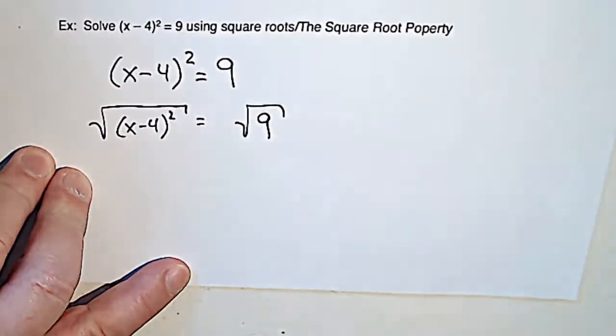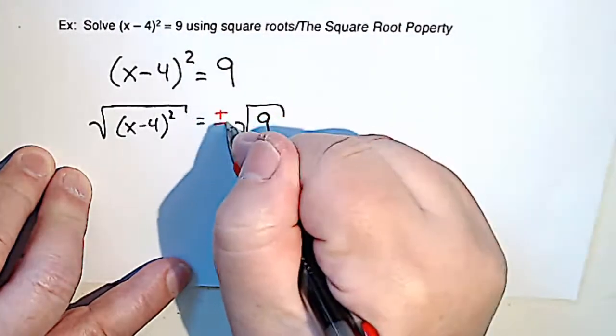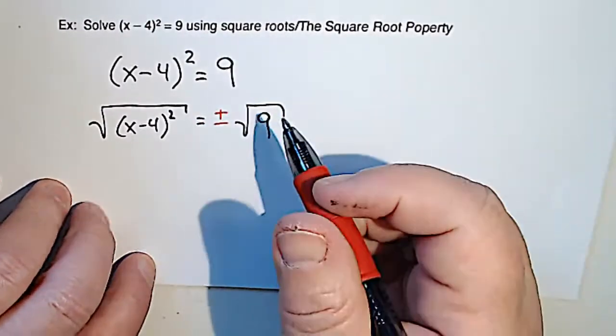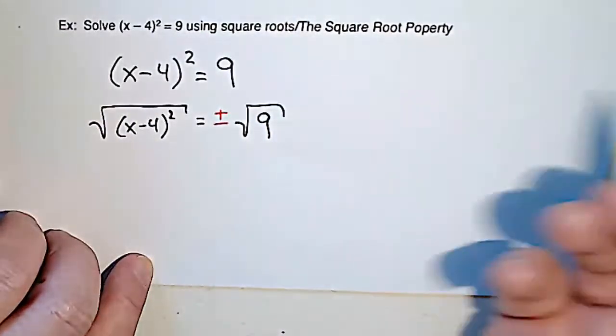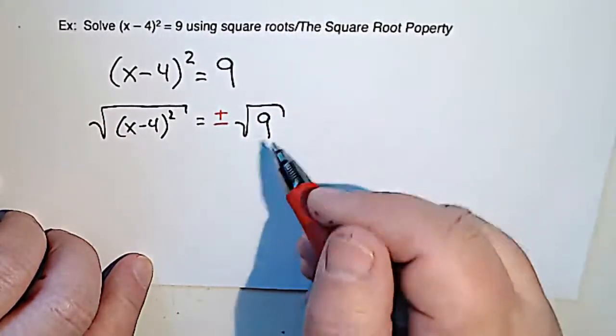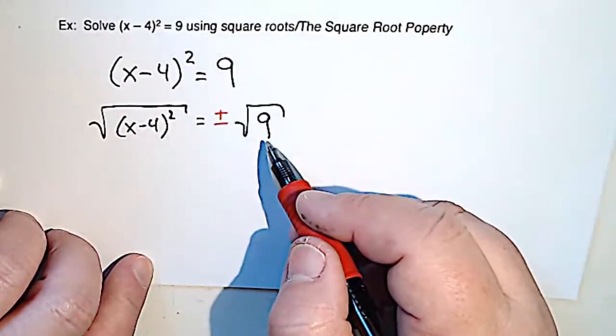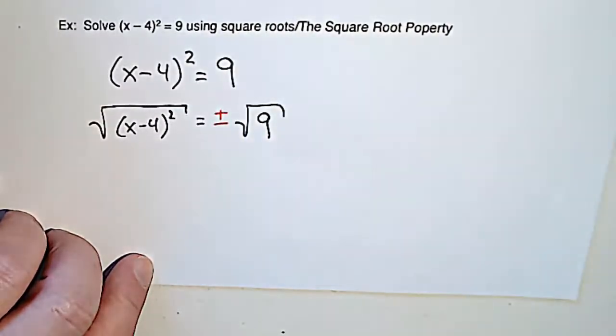And some people ask me, why do we put the plus or minus on the right side? Why not put it on the left side? And the answer is you could, but a lot of stuff is going on the left side, so it just seems like there's more than you want to deal with. Usually the right side is the side that has the number, the constant, so it's easier to deal with.